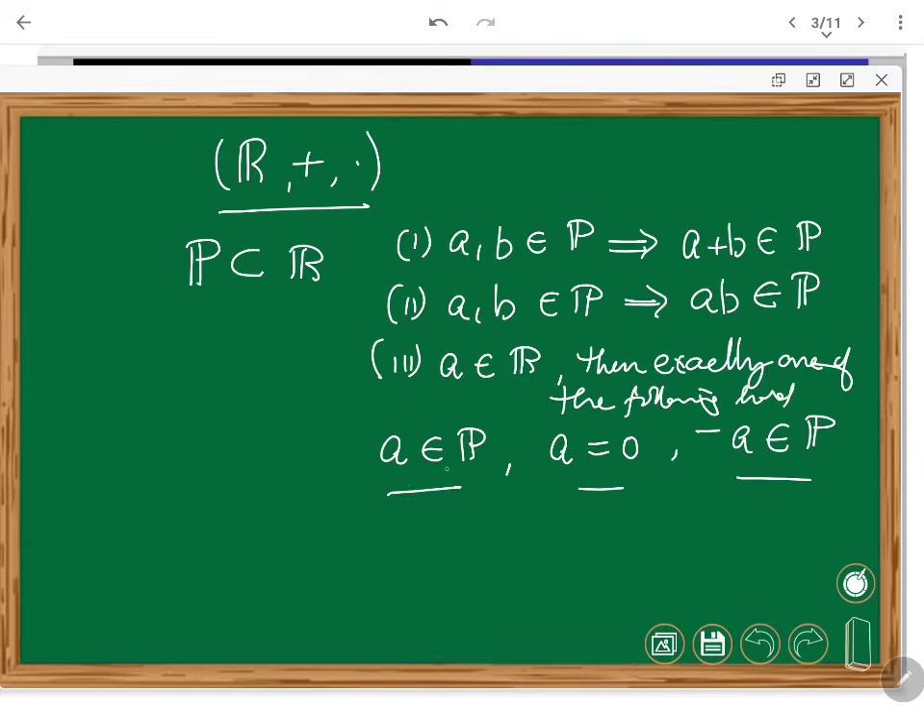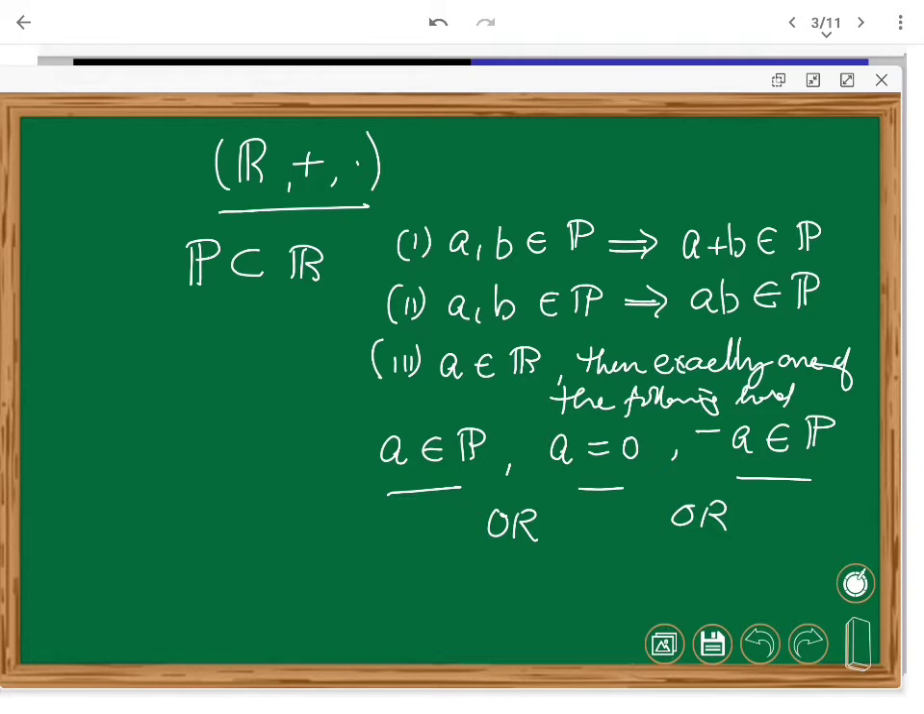So if A is in P, A itself is a positive real number, the other two won't happen. If A is 0, the first and third won't happen. If minus A is in P, the first and second will be omitted. So if I am putting "or" in between, A belongs to P, or A equals 0, or minus A is in P, exactly that "or" actually means only one. If the first one happens, the other two won't happen. In a similar way, all other things.